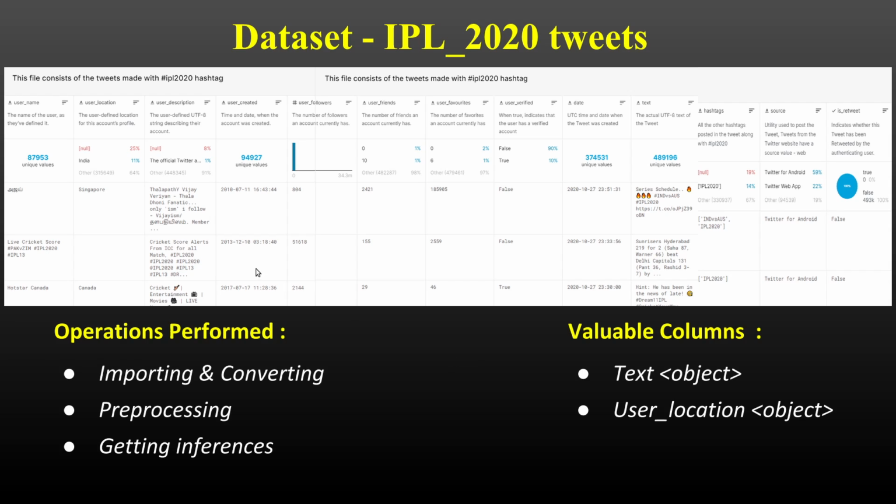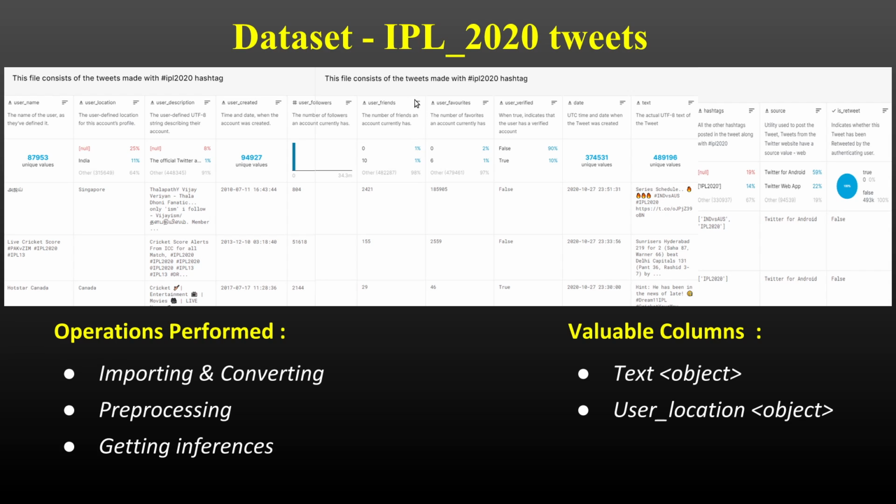We can see here the different attributes. We have user name, which holds the name of the user. We have user location, which holds the location of the user. We have user description, which holds the user-defined description of their account. We have user created, which holds the time and date the account was created. We have user followers, which holds the number of followers an account currently has.